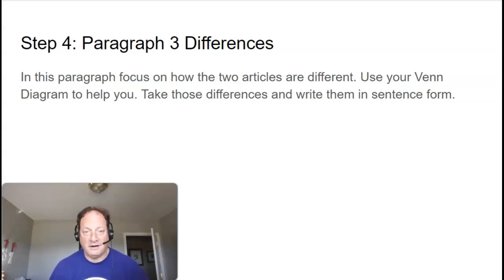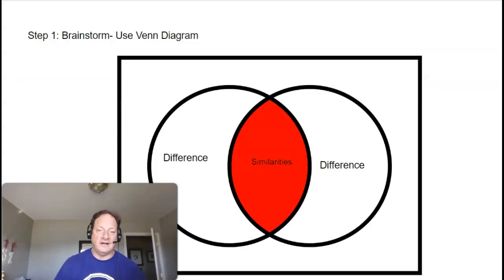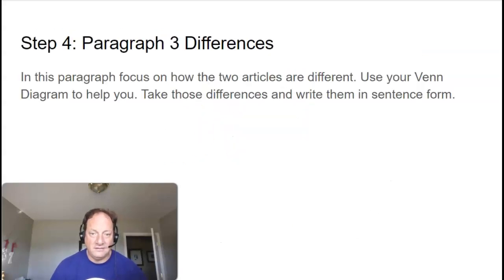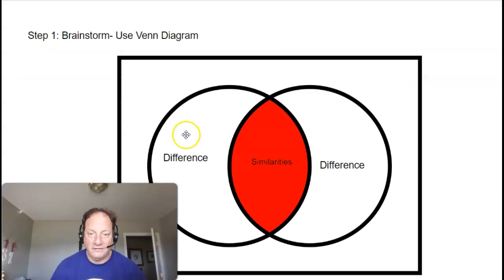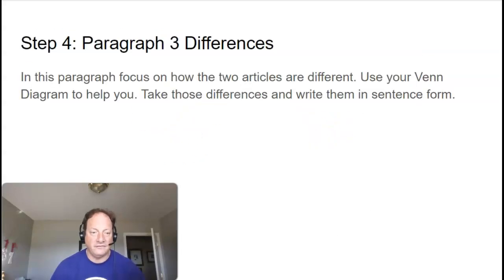Your next paragraph, paragraph number 3, this is step 4 in this process. You're going to write a paragraph. Focus on how the 2 articles are different. Use your Venn diagram to help you. Take those differences and write them in sentence form. So guys, you're going to take these differences that we talked about out here, and you're going to write them into sentence form.